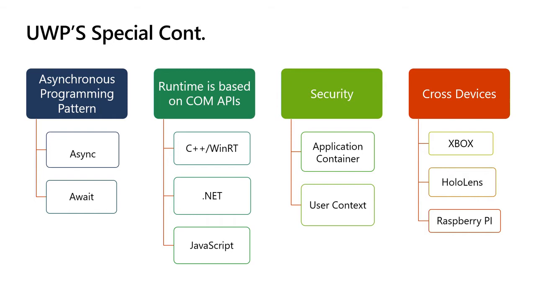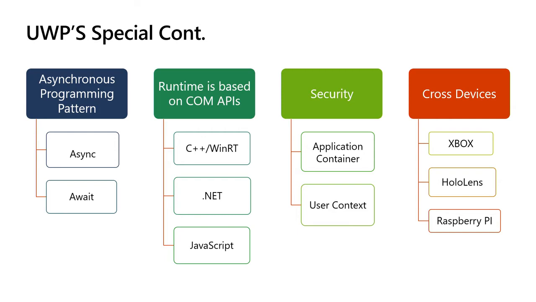Regarding the security part, as we see, the UWP runs in the container, so we cannot use a leak tracking tool to attach to the process directly. This is a big challenge for us to understand how the UWP uses the memory, how it consumes the memory. And it's always running in the user context, not in the admin context.